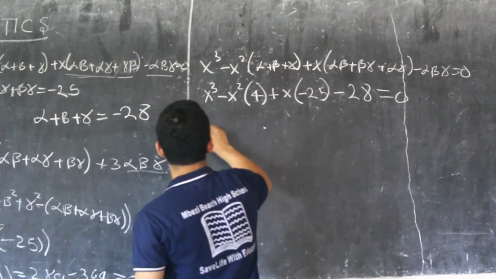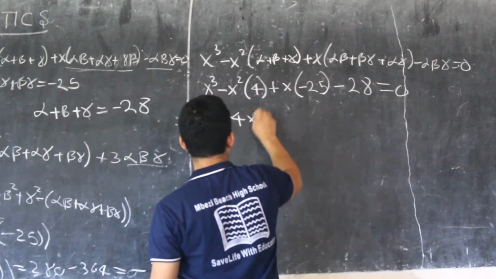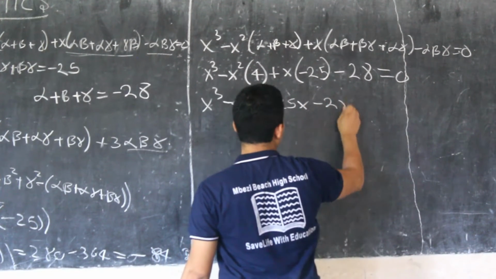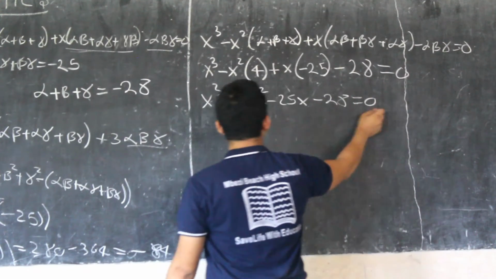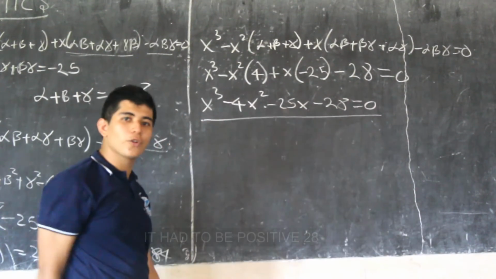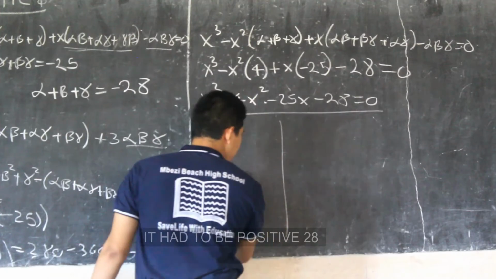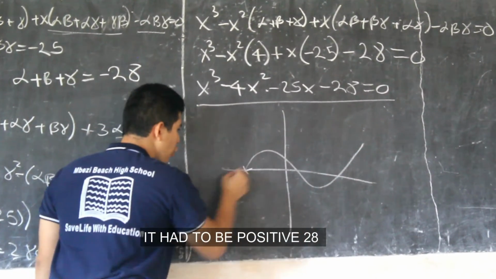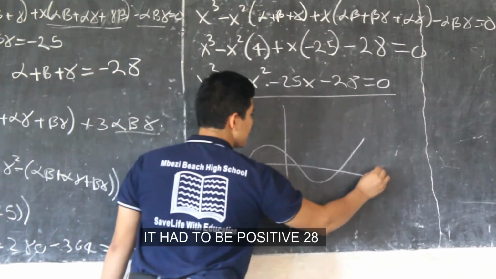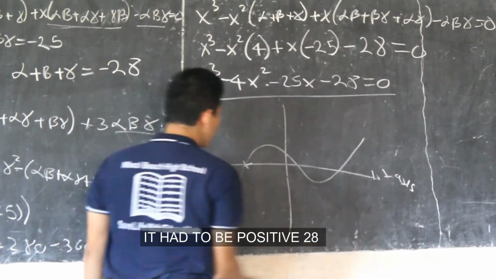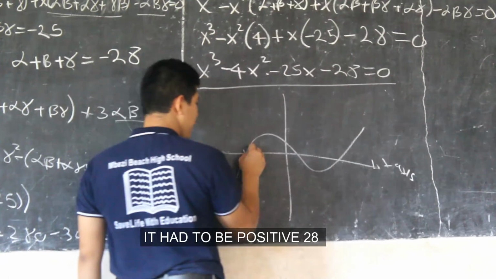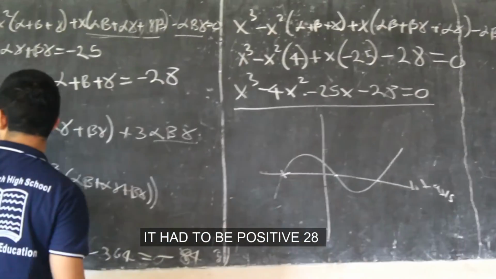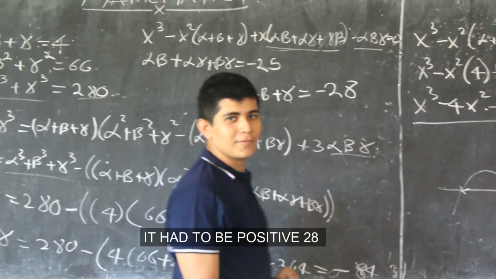Now, if we keep on expanding with x cubed minus 4x squared minus 25x minus 28 is equal to 0. Now, this is the equation that I told you in the beginning, that if you draw it, you're going to get something like this. Which means that you're going to get one of the values, this is x-axis. Means that one of the values of x is going to be here, the first value, the second value, and the third value, which are going to be the values of alpha, beta, and gamma.